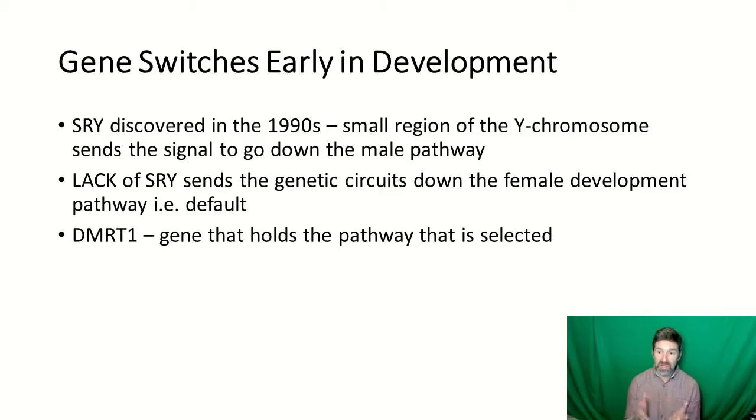So when you get sent down the pathway to become male, if you have that SRY gene initially activated, there's other genes that are involved in saying, okay, we're going to go down this pathway now. If you don't have the SRY gene, the default is to go down the pathway to develop female. And DMRT1 genes are the genes that say, hey, we're going to stay on that pathway.